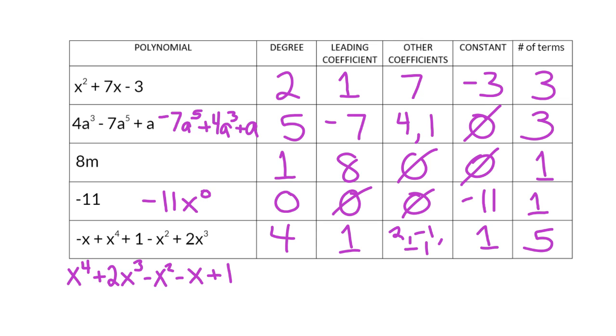Okay, degree is 4. The leading coefficient is 1 because there's a 1 out here, right? You maybe didn't list both of the negative ones, and that's fine. There's a 2 as a coefficient, and there's a negative 1 on both of these terms, the x squared and the x term. 1 is our constant, and number of terms is 1, 2, 3, 4, 5. Let me know if you have any questions.